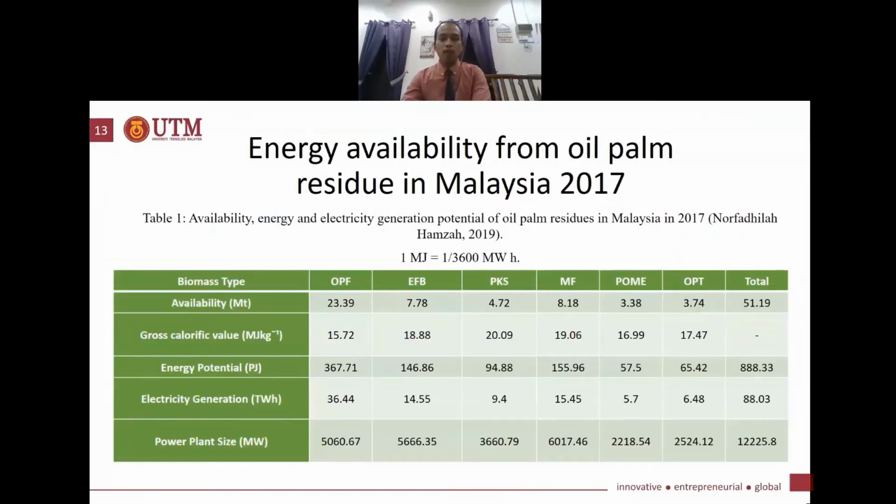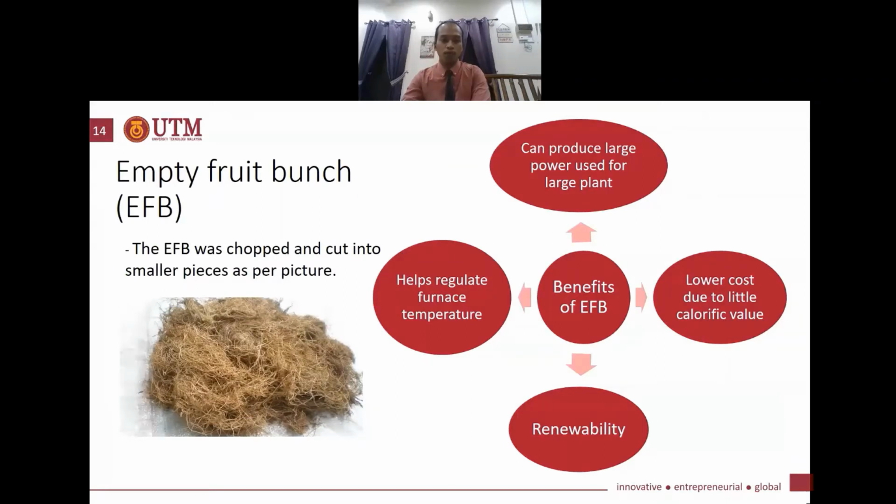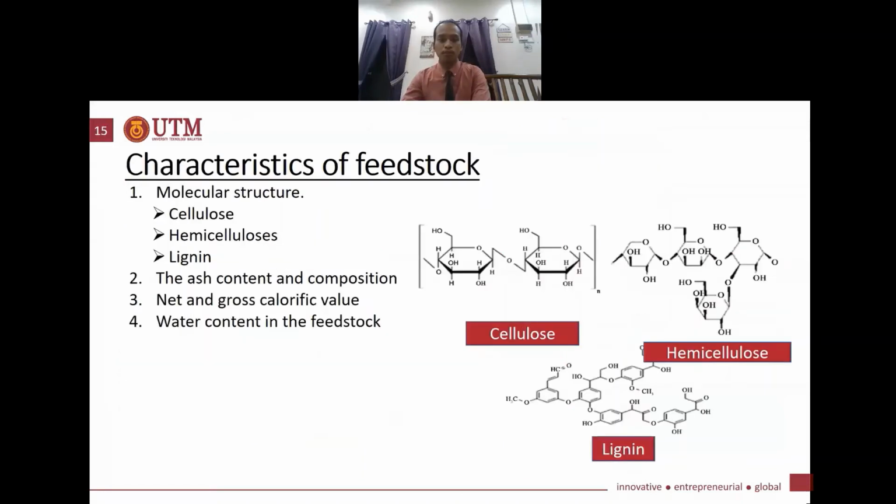Energy availability from oil palm residue in Malaysia 2017, as shown in the slide. Empty fruit bunch. The EFB was chopped and cut into smaller pieces as per the picture. Benefits of EFB: it can produce large power used for large plants, lower cost, low calorific value, renewability, and helps regulate furnace temperature.